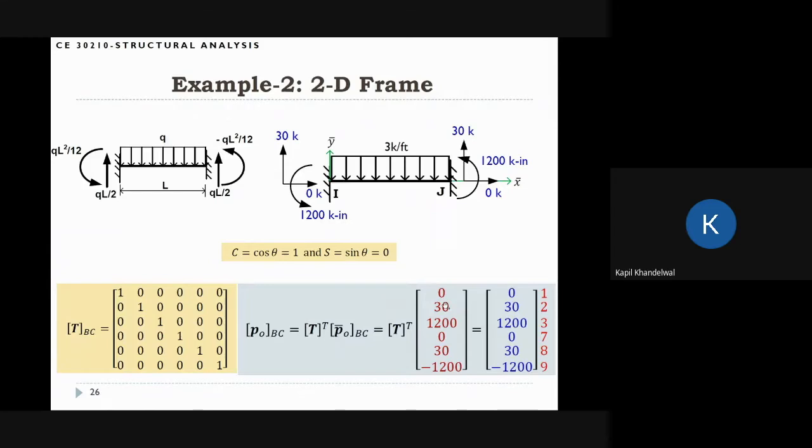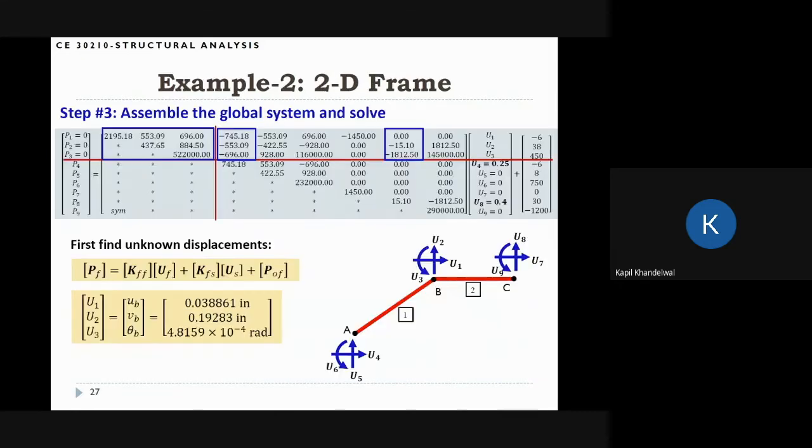And once we have these two element stiffness matrices and this PO vector in the global coordinate system, we assemble into a big global system. So this is what a global system assembly will look like. These are all the loads here. So P1, P2, P3 are actually the PF, because U1, U2, U3 are the UF. So these are PF, and these are all 0. So there is no nodal load applied in this case. But we have POF in this case.